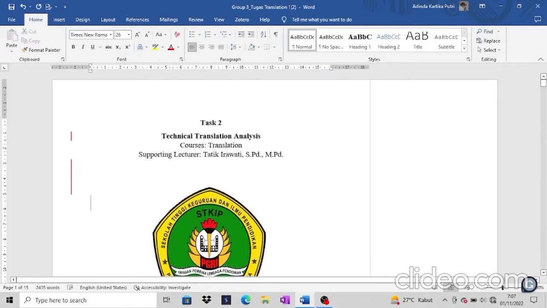We'll present the result of our discussion on analyzing translation techniques in the conclusion and implication of the study. Our group members consist of Lucia Sanjiana, Ismi Aziza Ari Ilsanti, and I, Adinda Kartika Putri.